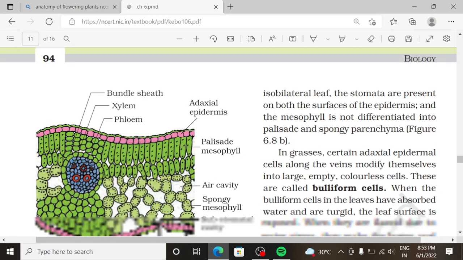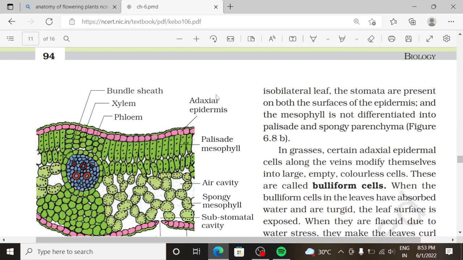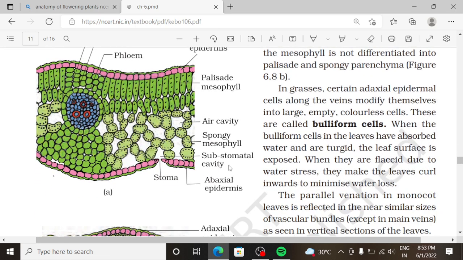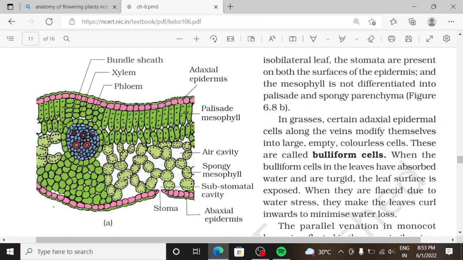So it has a bundle sheath, xylem, phloem, adaxial epidermis, palisade mesophyll, air cavity, spongy mesophyll, substomatal cavity and abaxial epidermis. See, take care of the word. See, it's adaxial epidermis and abaxial epidermis. It's totally different. Okay, here you can see the stoma.